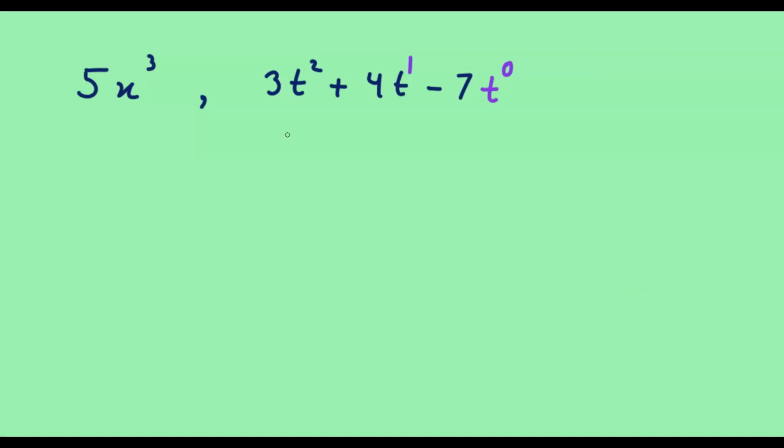So if we have a look at the first term, it's of the form a times a variable to the power of a whole number. Similarly, for the next term, we have a real number times a variable raised to the power of a whole number. For the next one as well, we have a real number times a variable raised to the power of a whole number. So 3t squared plus 4t minus 7 will be another example of a polynomial.